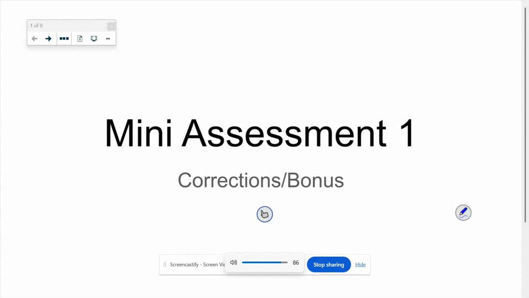In this video, we will be making corrections to your last mini assessment from Mini Assessment 1 to help you gain some points back. We will go through each question, you will pause and answer some questions about what we talk about, and then we will add some points back to your quiz. Let's get started.